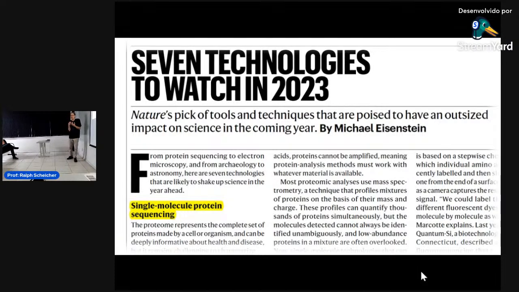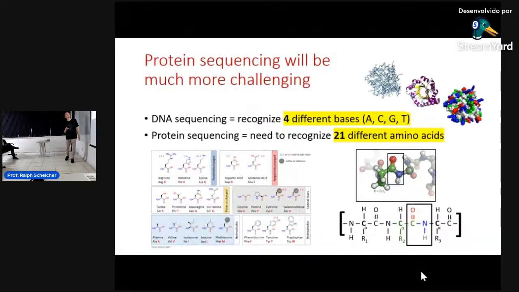The problem is that with proteins, you cannot do this so easily so far. To start with, you cannot amplify proteins. For DNA, there's a very simple method to make many, many copies of the DNA molecule for sequencing. For proteins, you cannot do this. There's no mechanism to quickly copy them and make more proteins. You have to work with the material that is there. So nanopores again could play a role here, but it's very challenging. The first big challenge is that for DNA, you only have to distinguish four different bases.